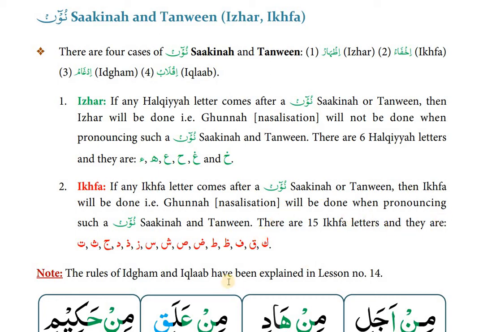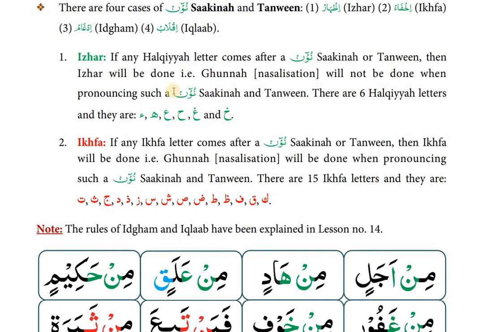There are 15 Ikhfa letters: Ta, Tha, Jim, Dal, Zal, Za, Sin, Shin, Sod, Dod, Ta, Za, Fa, Qaf, and Ka. You don't need to learn these letters, just remember the huruf halaqiyya, which are fewer in number, only 6 letters. You have to learn 6 letters, and if no halaqiyya letter comes after noon sakin or tanween, then ikhfa will be done, and the other 2 cases will become.